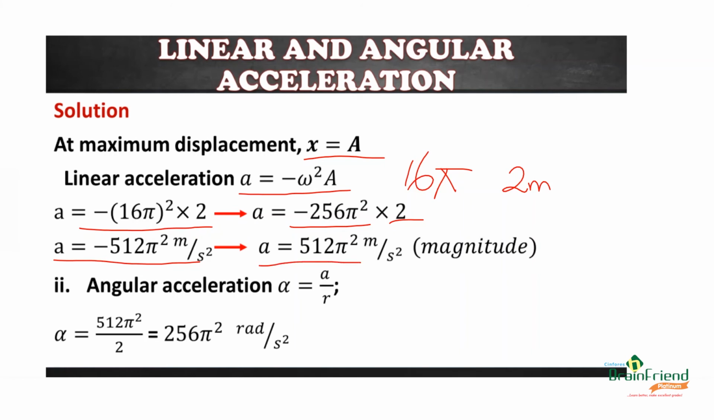Finally, to solve for the angular acceleration, we use alpha equal to A over R, where R is the amplitude of the motion. So substituting 512 pi squared for acceleration A and 2 for radius R, we have alpha is equal to 512 pi squared over 2. This gives us 256 pi square radians per second squared.